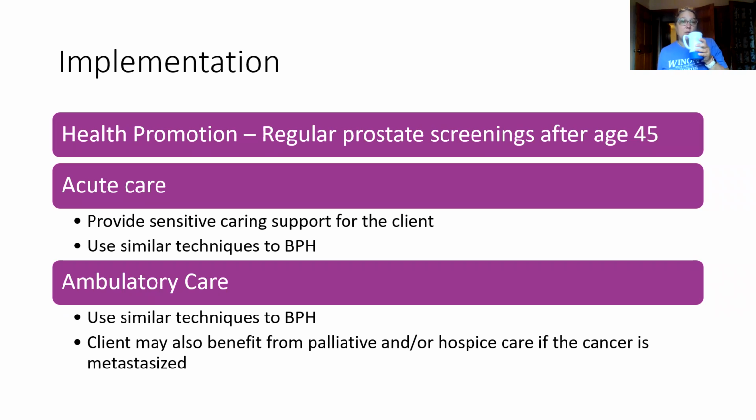Implementation. So regular prostate screenings after the age of 45. This can include a few different things. It can include drawing a PSA. There is some evidence in the world right now where drawing a PSA might not be as advantageous as what we think it is. The cost versus benefit isn't as good as it should be. Current evidence is leaning towards, let's just do a really good assessment on their urinary elimination and see if we even need to draw blood.